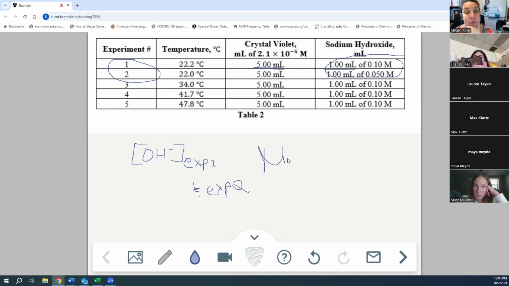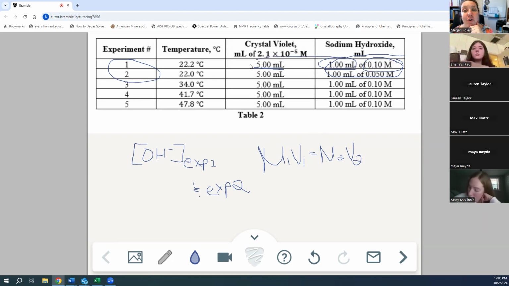You need to use M1V1 equals M2V2. So our M1 is our initial concentration. Our V1 is the volume of our sodium hydroxide we added. And our V2 is our total volume of solution once we add the two together. So you will do this for both experiment number 1 and experiment number 2.